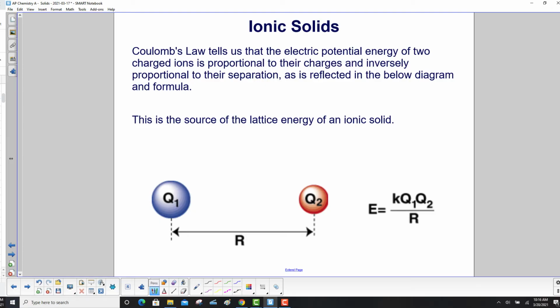Coulomb's law tells us that the electric potential energy of two charged ions, here Q1 and Q2, is proportional to their charges and inversely proportional to their separation, as is reflected in the below diagram. This is the source of the lattice energy of an ionic solid. Here's the magnitude of the two charges, here's Coulomb's constant, and here's the distance between the two charges.